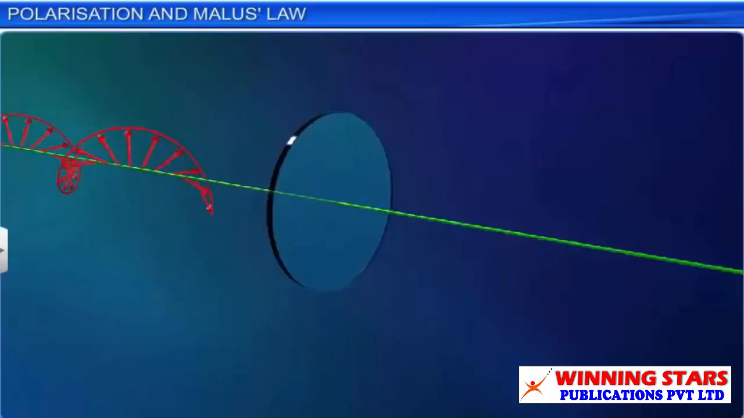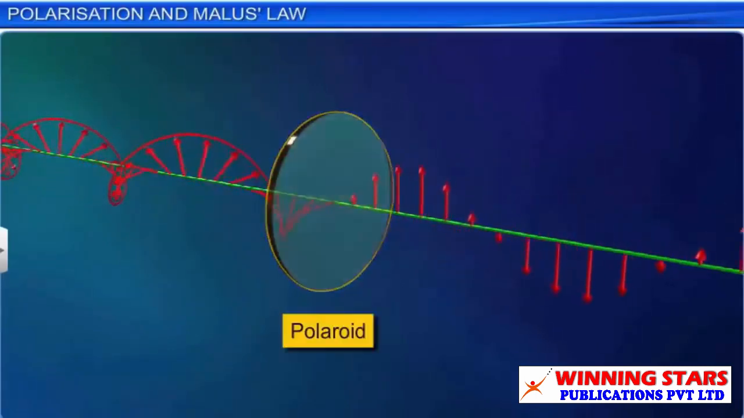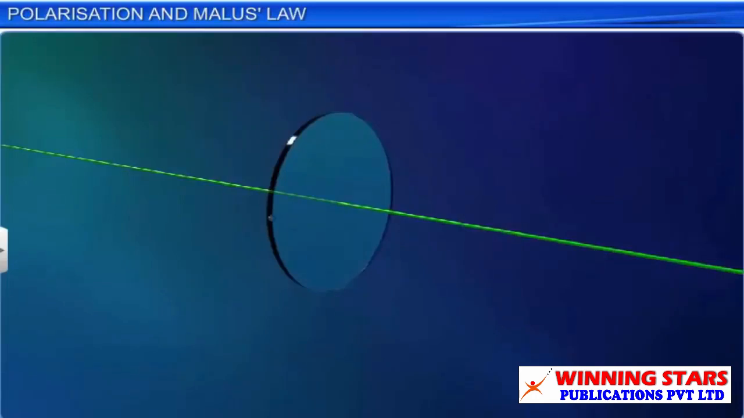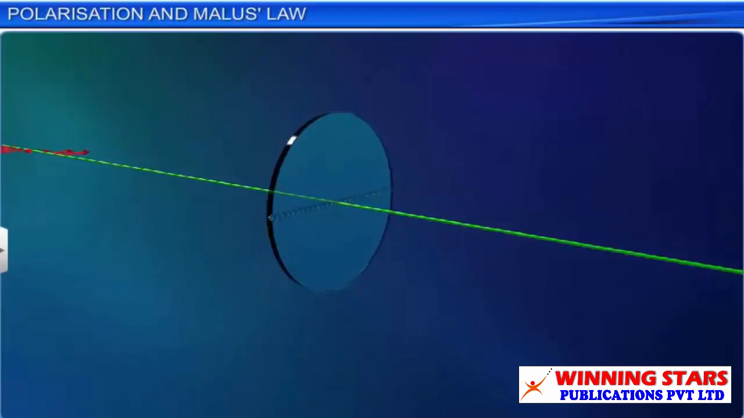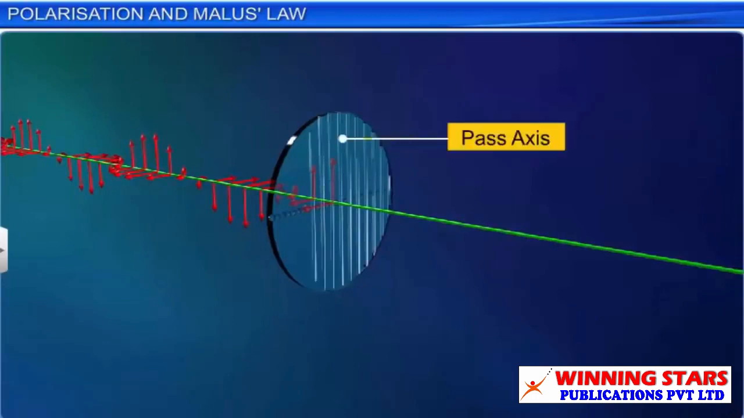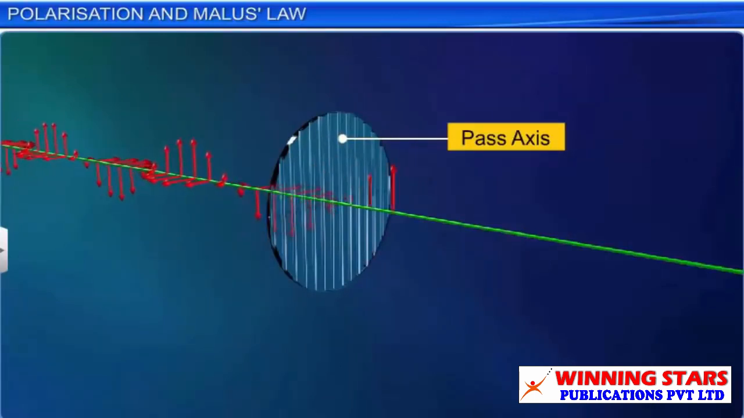An unpolarized light can be converted into a plane polarized light using Polaroids. A Polaroid consists of a long chain of molecules aligned in a particular direction. The components of the electric vector of the incident light, which are in the direction of the aligned molecules, get absorbed. The direction perpendicular to the direction of aligned molecules is known as the pass axis. That means the pass axis of a Polaroid is the polarizing direction.